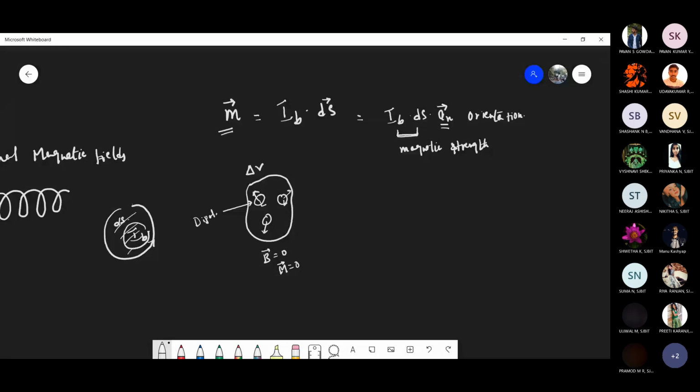These are called magnetic dipoles. Suppose you make this small volume excited, or bring it into the presence of a magnetic field. Then you could see the same volume, and of course the atomic currents and orientations of the dipoles, get aligned in the same direction. This is when it is subjected to an external magnetic field.